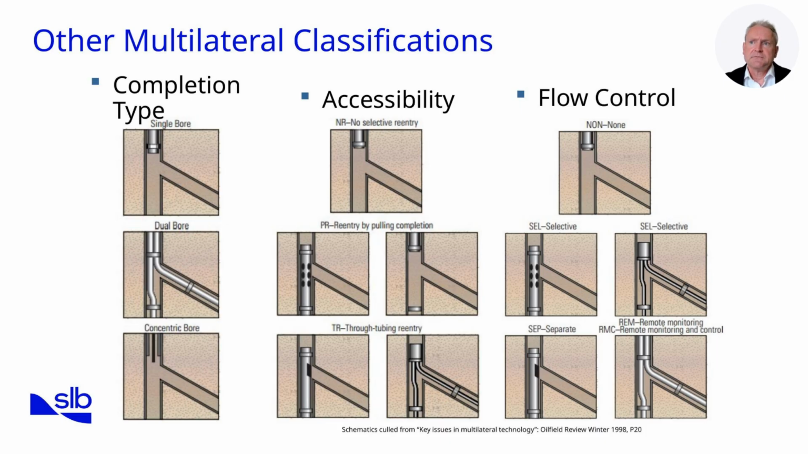The third and final dimension is flow control. At the lowest level, there is no control. Production flows naturally from all laterals. The next step up is SEL, or selective control, where we can open or close individual laterals to manage inflow. SEP, or separate control, allows completely independent production streams, often through dual completions.